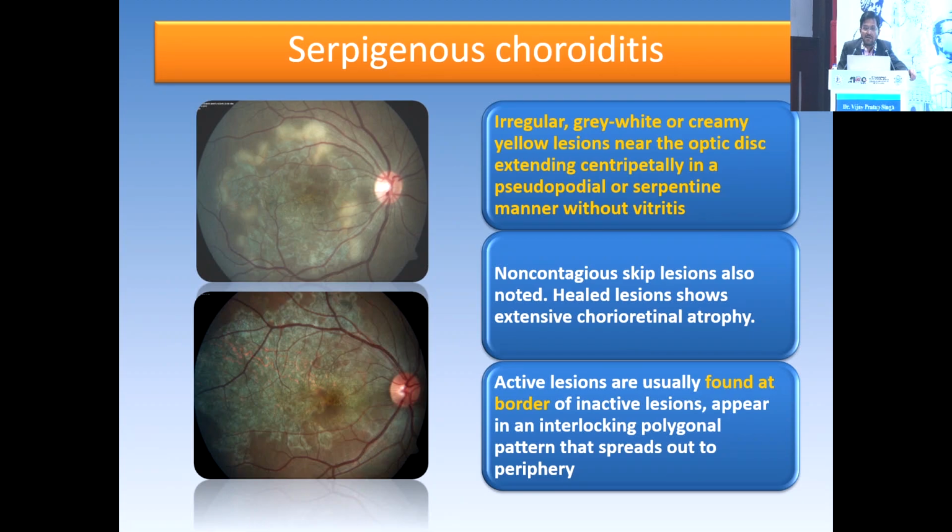As Reema madam has discussed about serpiginous choroiditis, the lesions of serpiginous choroiditis present as irregular, grayish-white, creamy lesions seen near the optic disc and extending centripetally in a pseudopodial or serpentine manner, but without vitritis. Noncontiguous skip lesions have also been noted, and healed lesions show extensive chorioretinal atrophy.